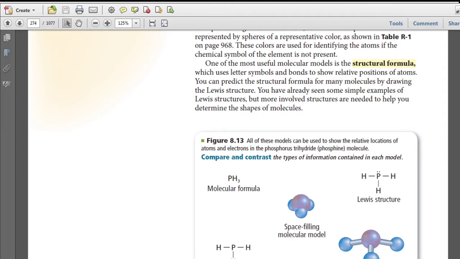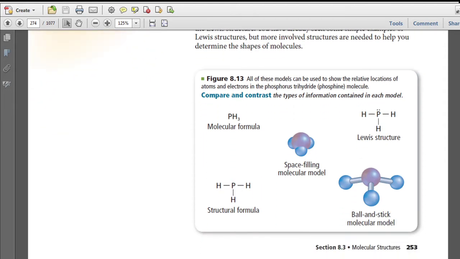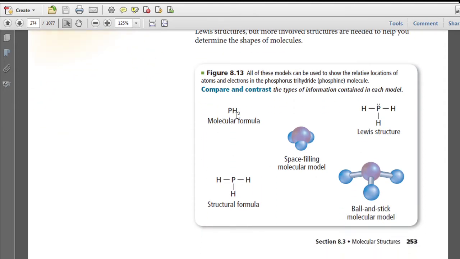So if we look at this figure here, the molecular formula gives us good information. It tells you what atoms and how many of each atom may exist. And the structural formula tells us how they're sort of arranged. But I find that the Lewis structure is probably the most helpful because it tells us how they're bonded as well as our lone pairs of electrons. And that's going to be helpful when we get into higher levels of chemistry.